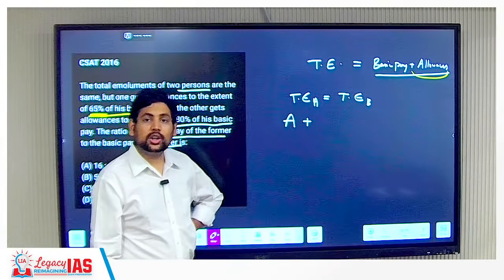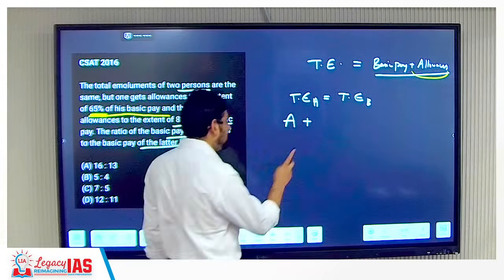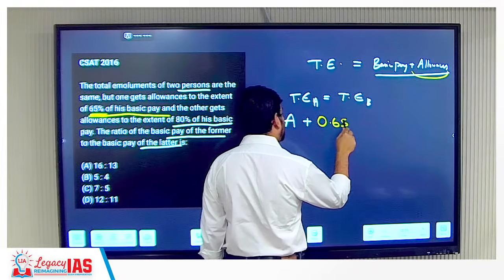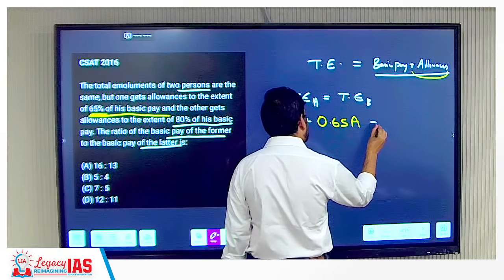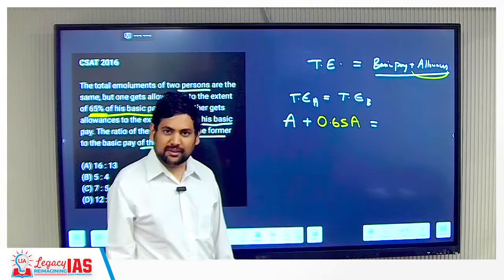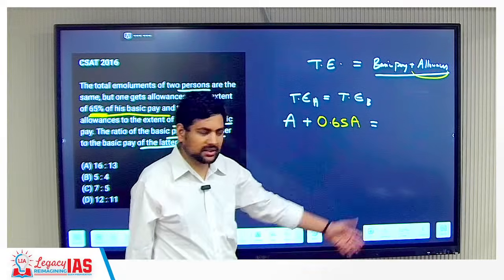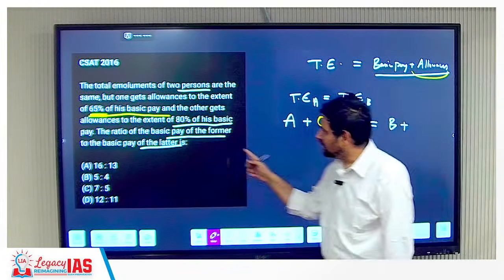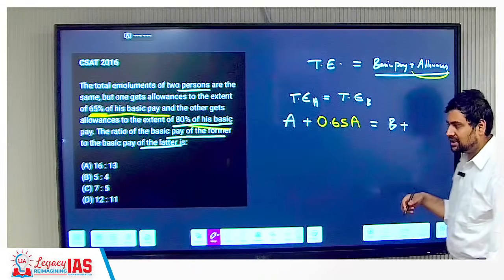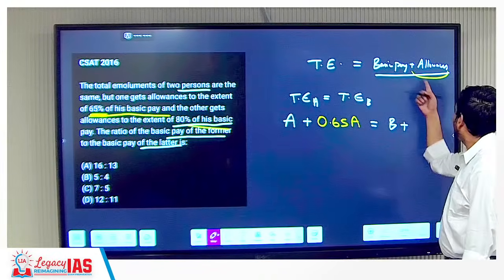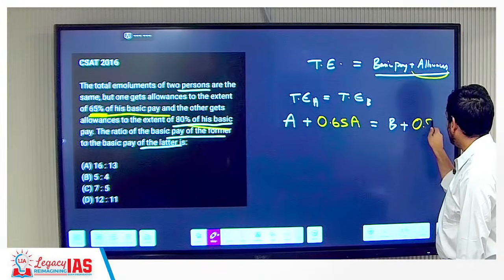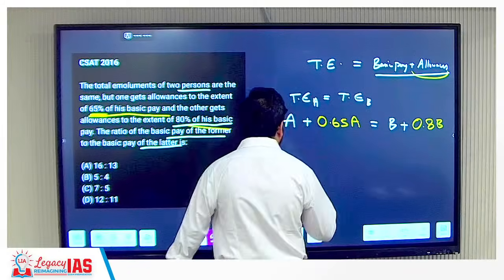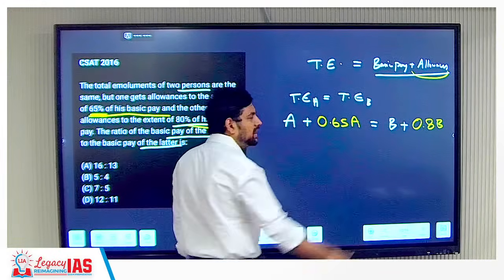65% of A will be what? How do you write this? Don't you remember that we write it like 0.65A? Remember this from percentage? 65% of A will be 0.65A. Similarly for B, the basic pay is, let's say, B, and 80% of his basic pay is his allowances. So this becomes 0.8B. Correct? Fine till here. Now I just need to calculate A ratio B.